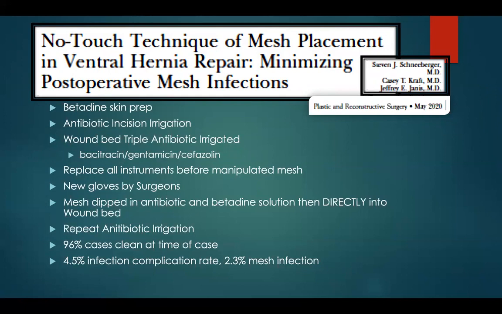And as you can see, even considering 90% of his cases in the paper are clean cases, still 4.5% infection rate and nearly 2.5% mesh infection rate. And that's with all the things you might consider: betadine skin prep, antibiotic incision irrigation, triple antibiotic irrigation, which he does twice in his methodology as stated here, replacing instruments, new gloves, mesh dip in antibiotic, directly into the wound. It bypasses the Mayo stand, bypasses the drapes, all that. So even with that, we're never going to get to that 0% mesh infection or complication risk.